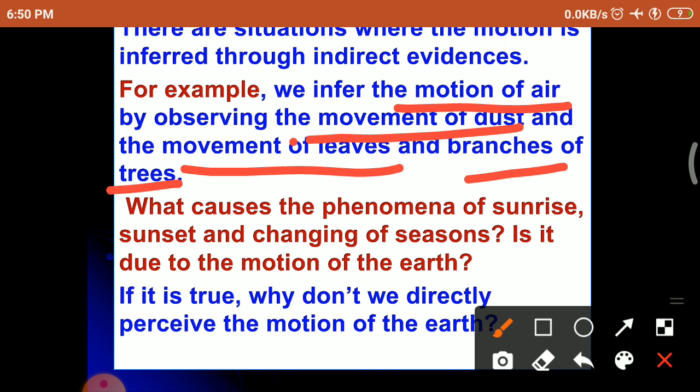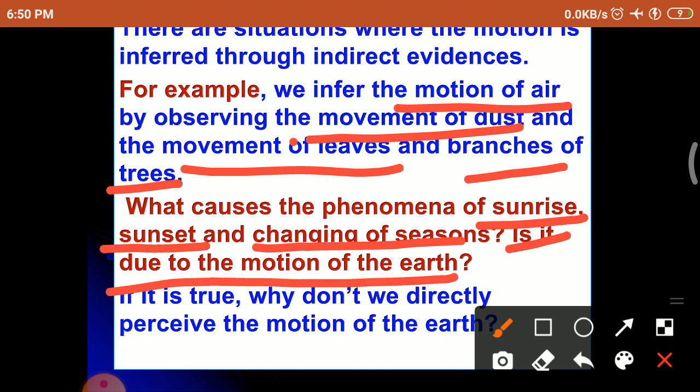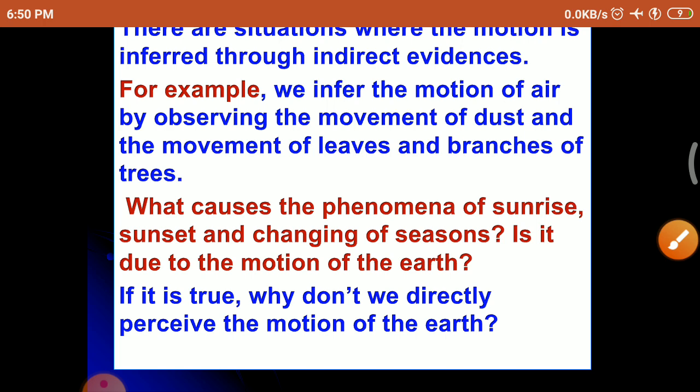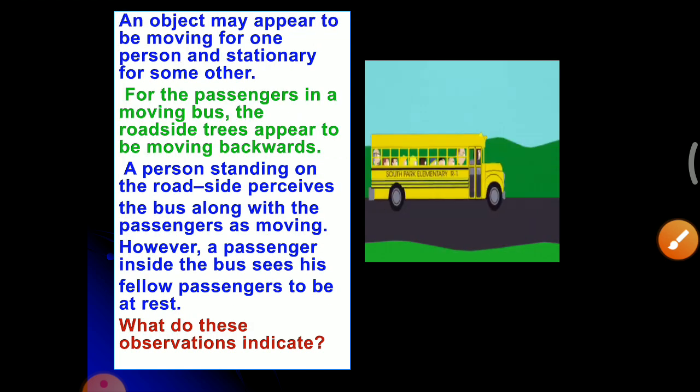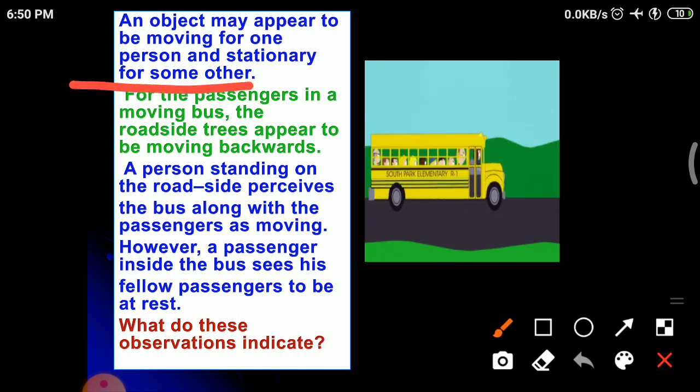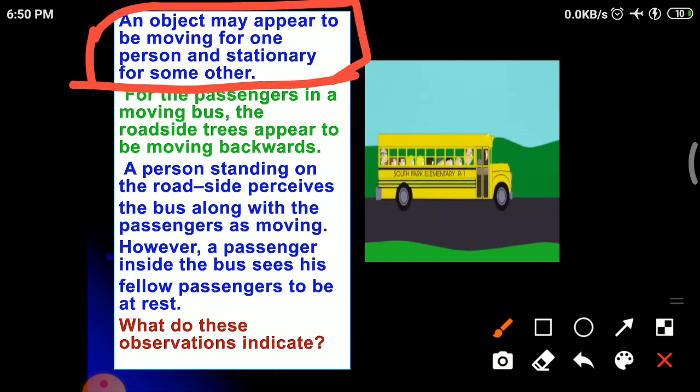And what causes the phenomenon of sunrise, sunset and changing of seasons? Is it due to the motion of the earth? Yes. If it is true, then why don't we directly perceive the motion of the earth? Why can we not see the motion of the earth directly? An object may appear to be moving for one person and stationary for some other. Do you understand the meaning of this? An object may appear to be moving for one person and stationary for some other.